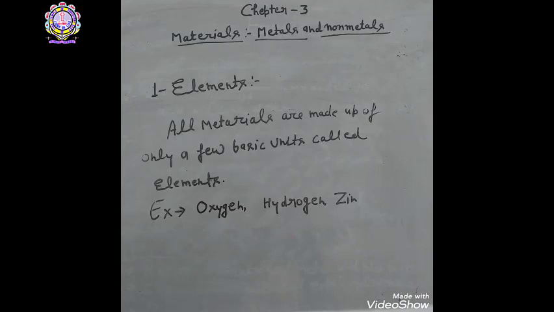So today's first topic in this chapter is elements. What are elements? All materials, metals or non-metals, are made up of only a few basic units called elements. For example, oxygen, hydrogen, zinc, gold, etc.